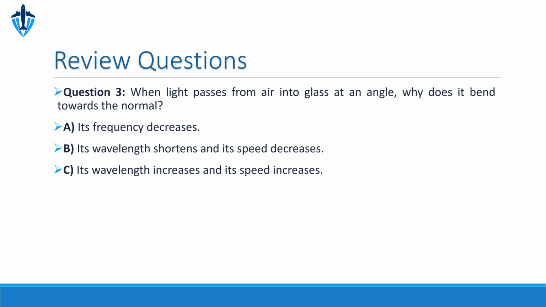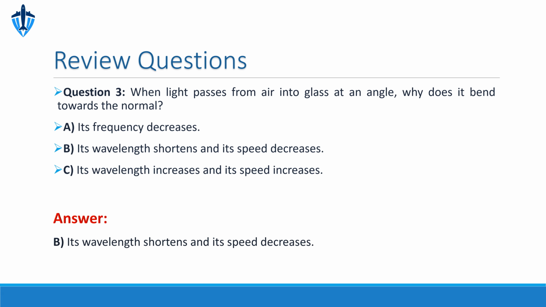Question 3. When light passes from air into glass at an angle, why does it bend towards the normal? A. Its frequency decreases. B. Its wavelength shortens and its speed decreases. C. Its wavelength increases and its speed increases. The correct answer is B. Its wavelength shortens and its speed decreases.